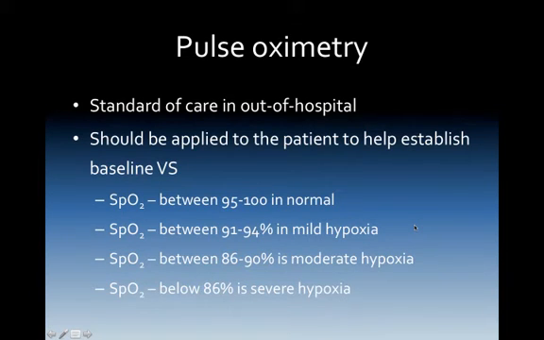Pulse oximetry is the standard of care in the out-of-hospital setting. It should be applied to patients to help establish baseline vital signs. SpO2 between 95 and 100 is normal. SpO2 between 91 and 94% is mildly hypoxic. We should probably assist them a little bit. SpO2 between 86 and 90 is moderately hypoxic. And SpO2 levels below 86 is severe hypoxia.